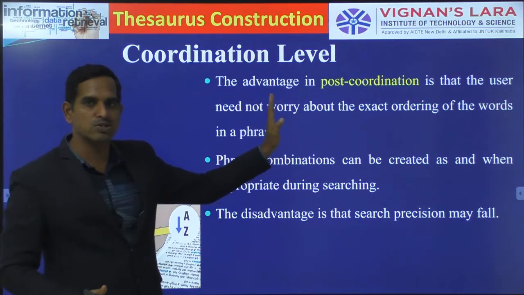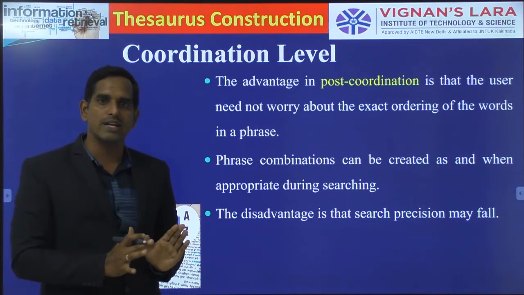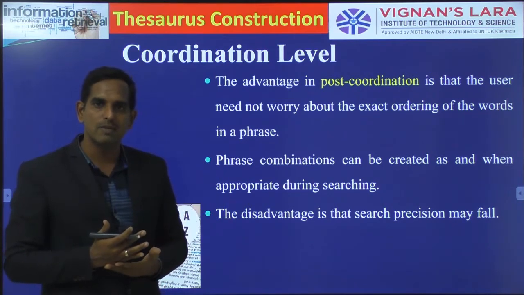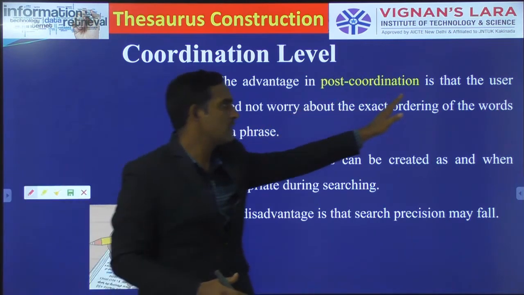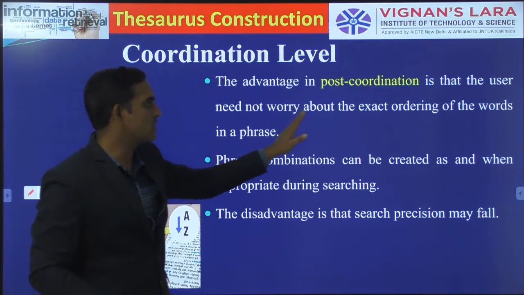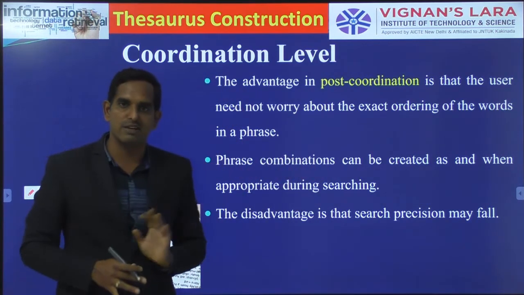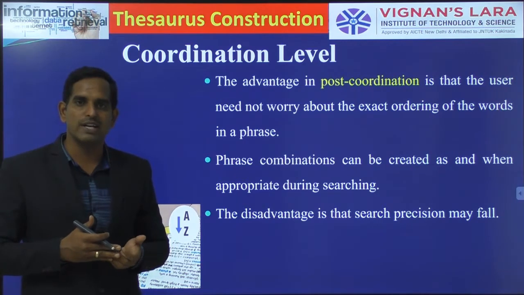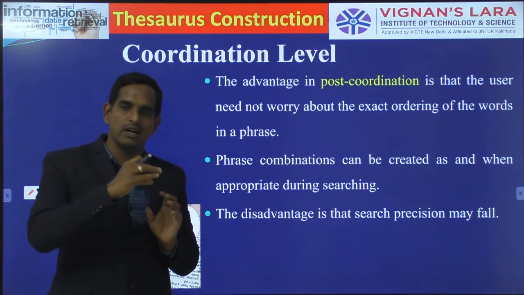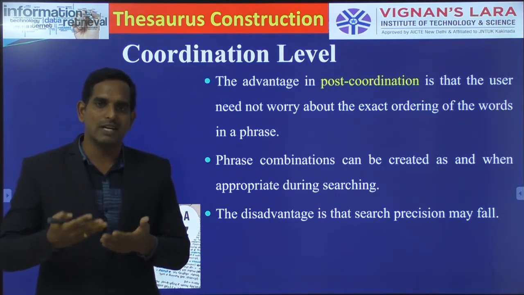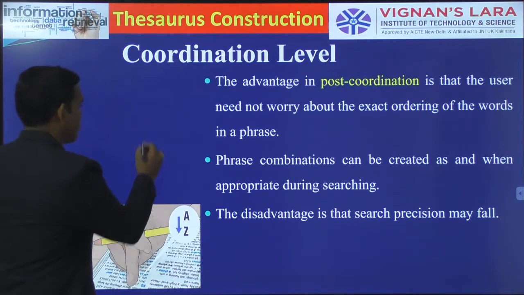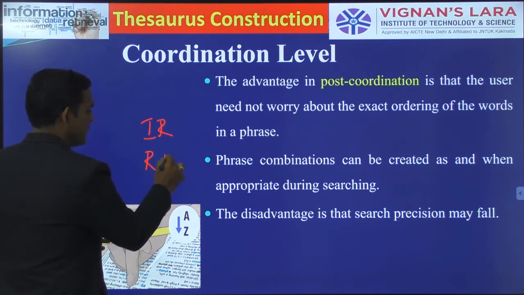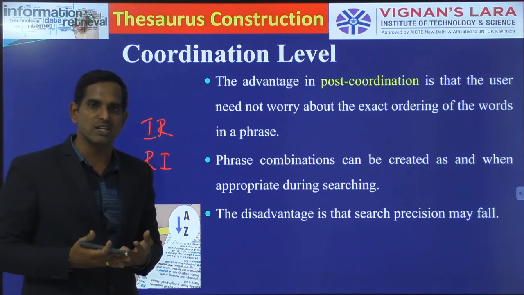And the advantage of post coordination, that is, you don't have pre-coordination. You are not performing coordination beforehand, during the indexing part. At that time, post coordination means the user need not worry about the exact ordering of words in a phrase. While searching for a particular term, you need not be concerned about the ordering of the words. If I give the query information retrieval, it will give you the results, or if I give retrieval information, it will give you the same set of results.